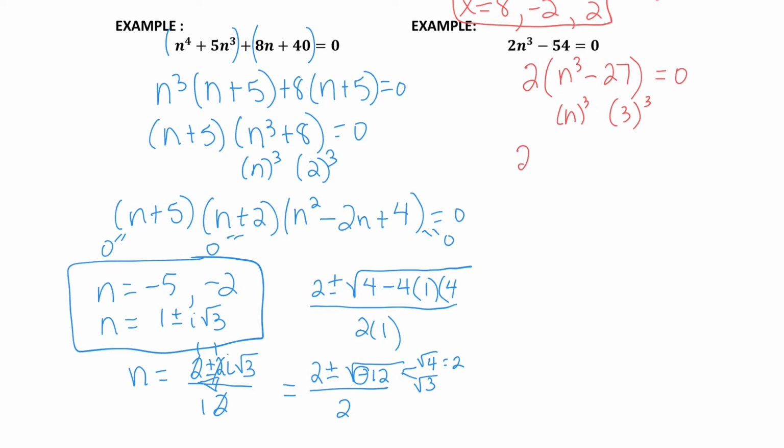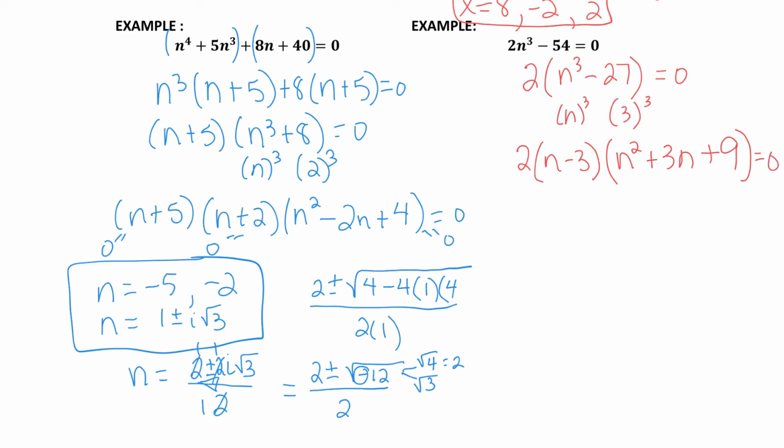So we're going to have 2 times. Your difference of cubes formula starts with a minus b, so n minus 3. Then you'll have your a squared, so n squared, plus a times b, 3n, and then plus your b squared. So that would be 3 squared, which is 9. Okay, all of this is equal to 0.